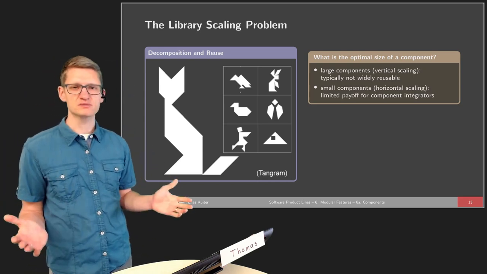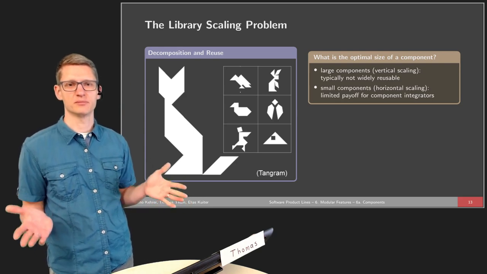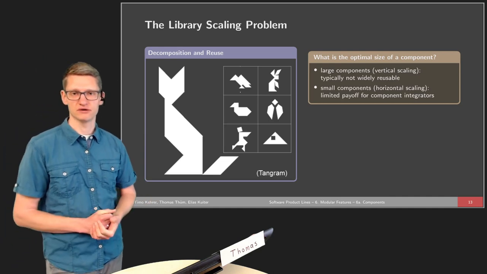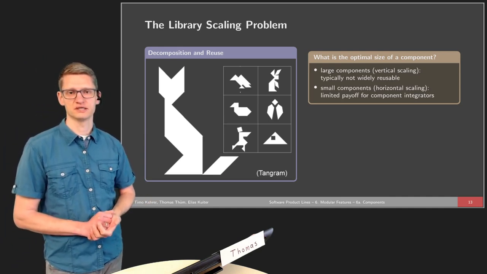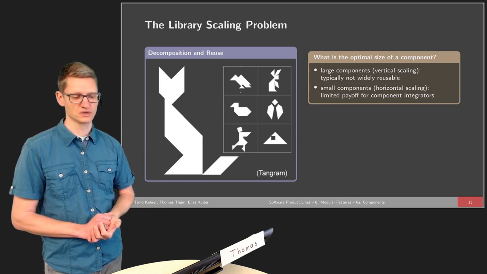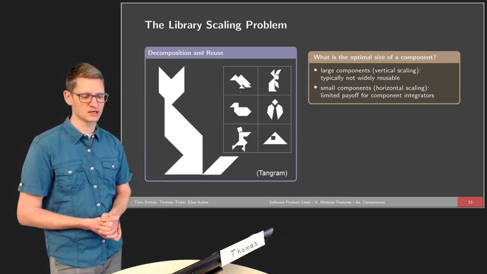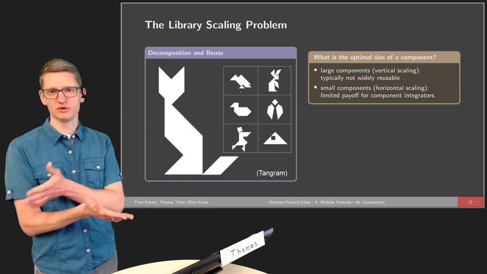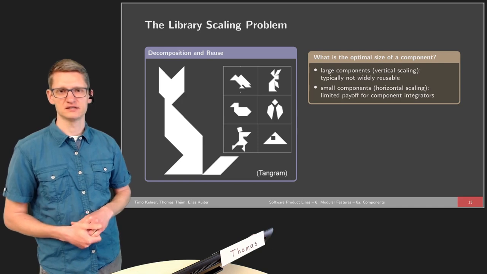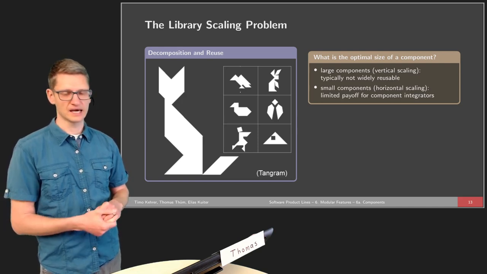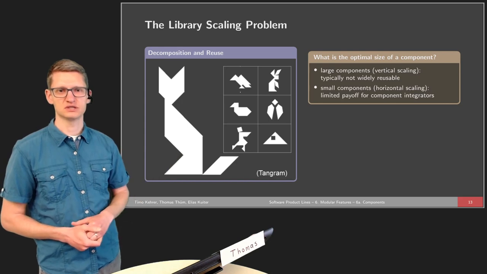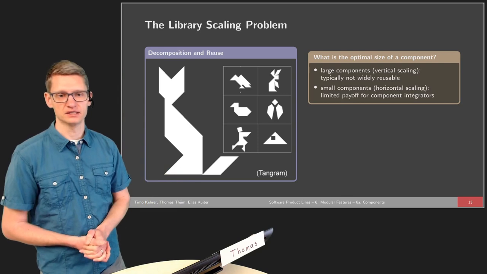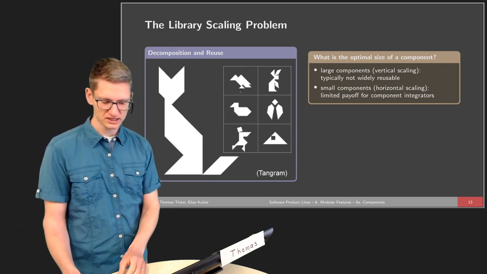If we have very small components, then the payoff will be very limited because we have a lot of integration effort for integrating all those small components into our program. In the most extreme case, you could say my program is just one large component, but then you will be very limited in adding this in other products. On the other hand, you could say every single statement, every method or class is a component, but then you will have a very high integration effort. And this can be visualized by means of this picture.